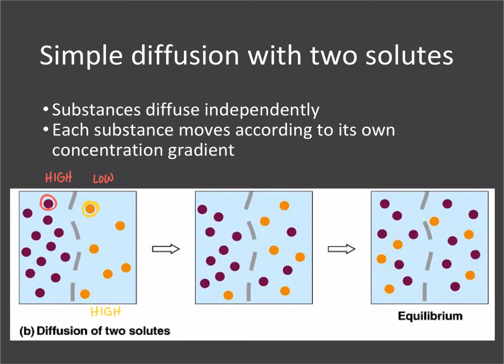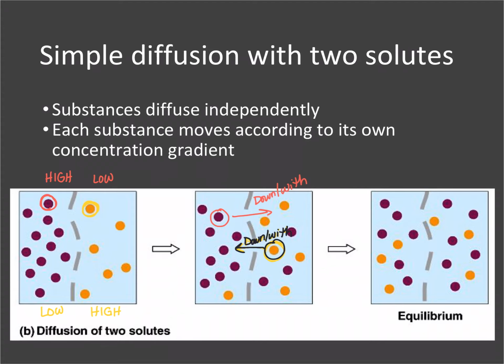And so what we see happening over time is that the red substance is going to diffuse down, or with its own concentration gradient. So it's going to go from the left to the right, whereas the yellow substance is going to diffuse down or with its own concentration gradient. So they're both diffusing by simple diffusion, but they're going down or with their own concentration gradients. Sorry, just make sure you can see that one there.